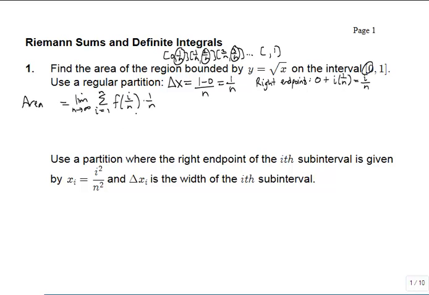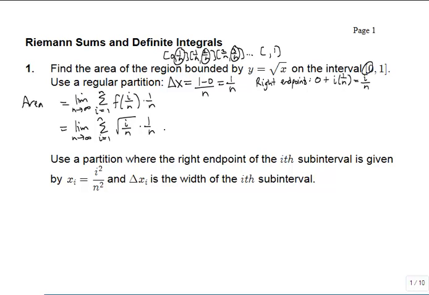Now to actually go ahead and figure this out, we would at this point use our function and plug in these right endpoints into that function. So we're going to actually evaluate f of i over n. Now our function is the square root function. So if we input i over n into this function for x, then this would become square root of i over n times 1 over n.